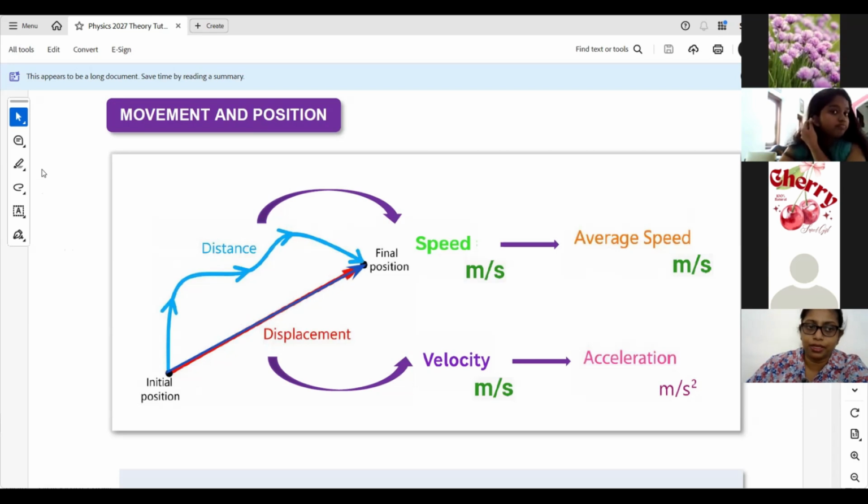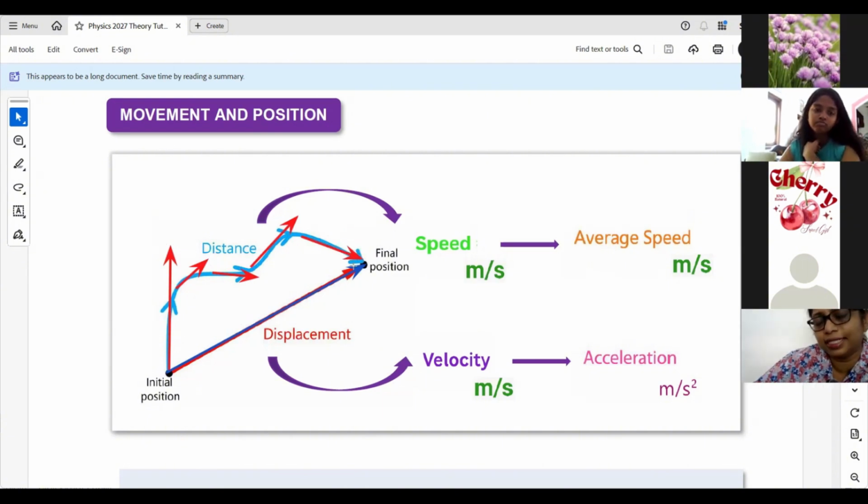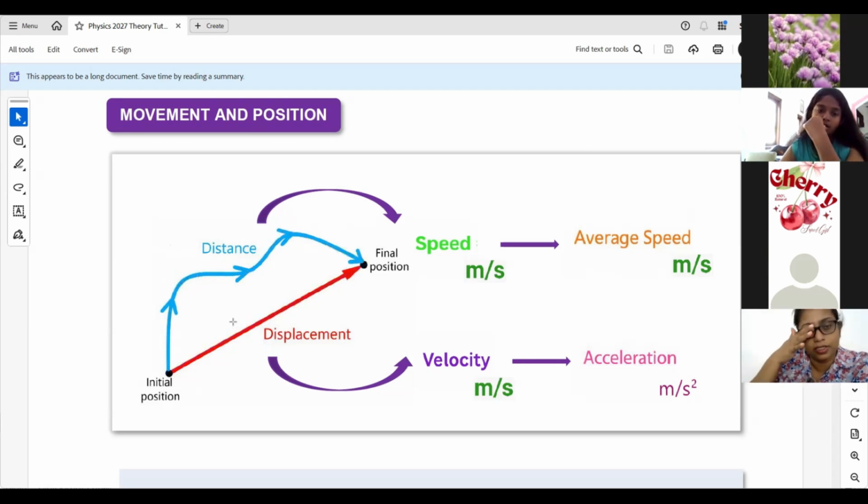Then when we are drawing the distance, for a distance, it's not the straight path, so there are curves. A lot of directions are there, so we cannot exactly tell what is the direction. So we take distance as a scalar quantity, so we cannot define the direction of the distance. So there can be many distances, not only one. Distances are like alternative paths.